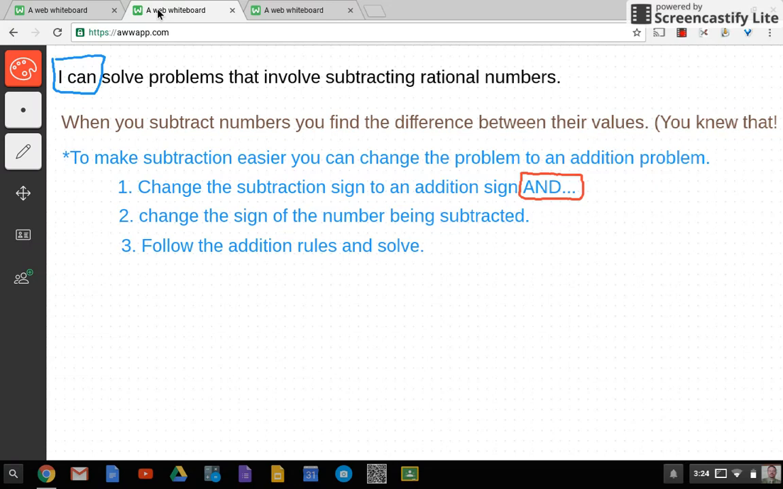And a few of the notes says when you subtract numbers, you find the difference between their values. Well, of course, you knew that. To make subtraction easier, you can change the problem to an addition problem. It says number 1, change the subtraction sign to an addition sign, and number 2, change the sign of the number being subtracted. We'll take a look at how to do that. And then 3, follow the addition rules and solve.